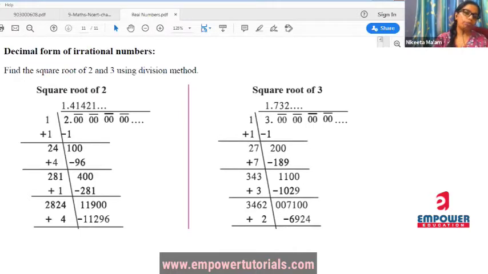So we can find the decimal form of an irrational number by using the division method. You can also call it the long division method, since you are getting a non-terminating, non-recurring form of your irrational number. Whenever you want to find the decimal form of any irrational number, you are going to write it down in the form of this. Suppose some number is like this. I want to find the value of root 236.